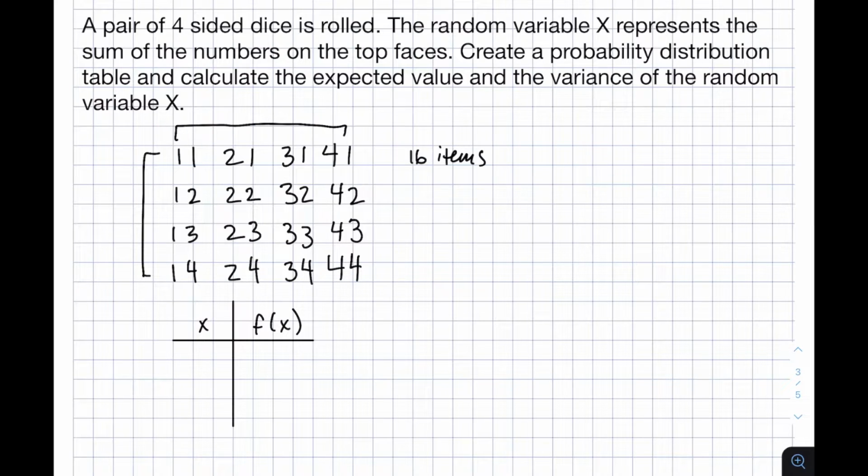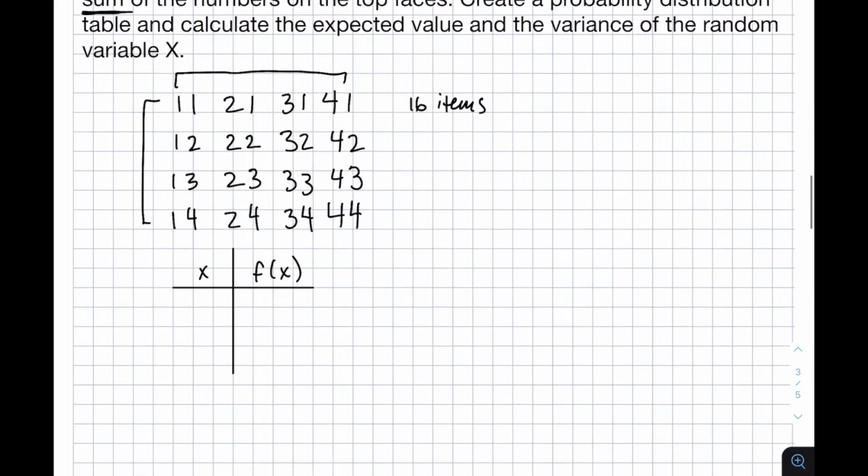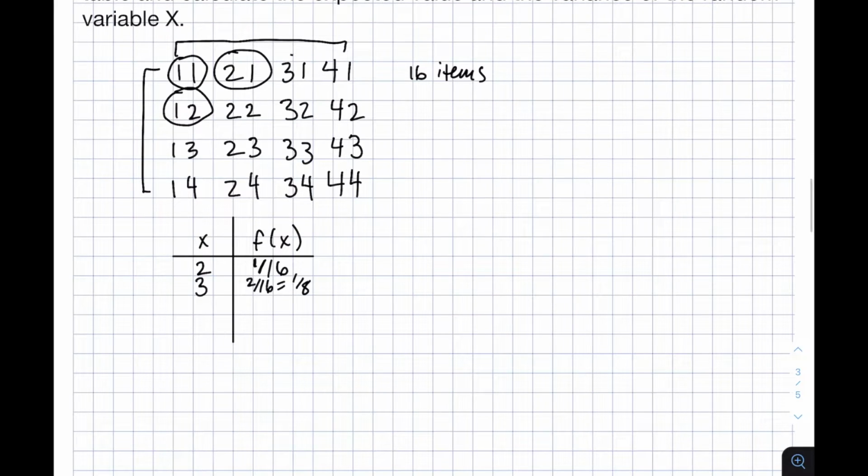Remember, x is the sum of the numbers of the top faces. So if we look at this first point, the sum of these is 2, and there's only 1 in the entire sample set that adds up to 2, so this is 1 out of 16, the probability. The next point sums up to 3, and there's also one more point that does that, so that's 2 out of 16, or 1/8. This one right here sums up to 4, and so do these two, so that's 3 out of 16.